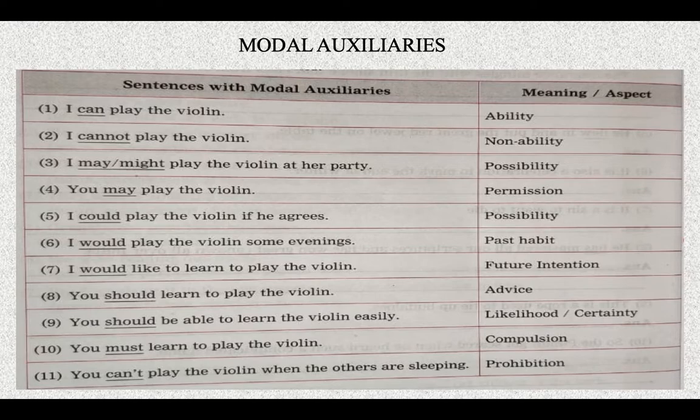Now here in the third sentence, I may or might play the violin at her party, which means that it is showing a possibility. It is possible that I may play the violin. You may play the violin, that means it is showing permission. Okay, if a child says "Can I?" and then you say "You may play the violin," you are giving permission to the child to play.